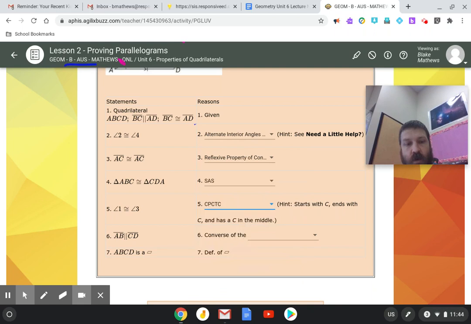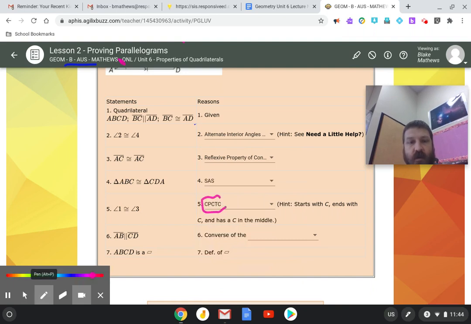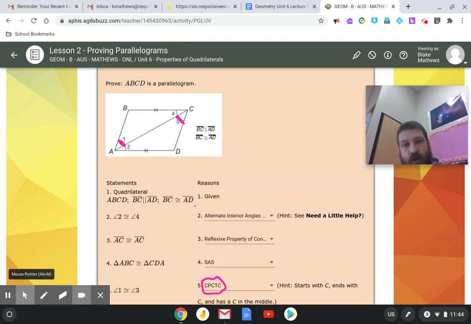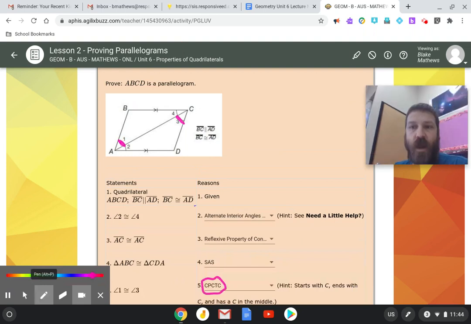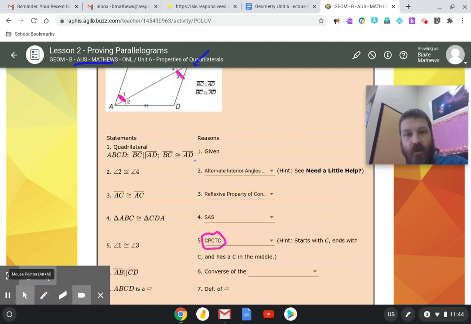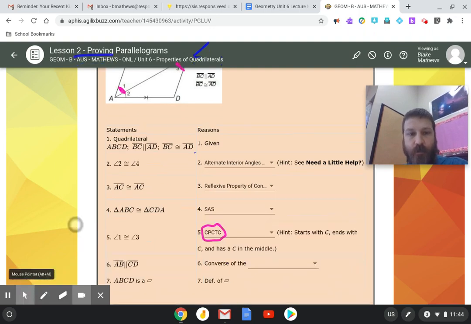CPCTC stands for congruent parts of congruent triangles are congruent, because we see here that our triangles that we already proved were congruent have other congruent parts. If those two triangles are congruent, if they're the same, then every matching part is the same. The sides that match are the same, the angles that match are the same. And so 1 and 3 is just another example of two parts that are on that triangle. So those parts have to be congruent.